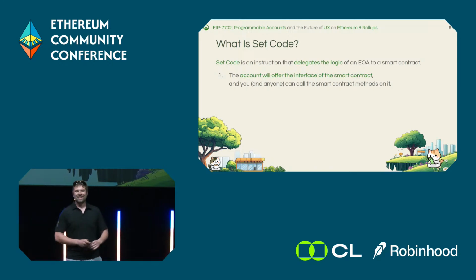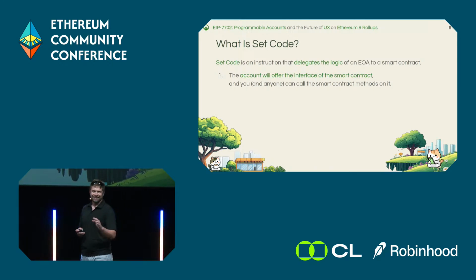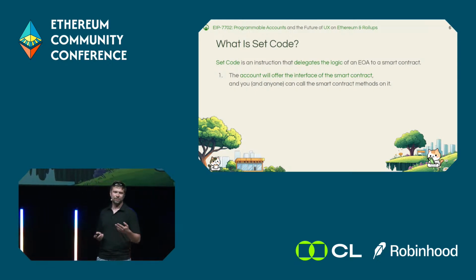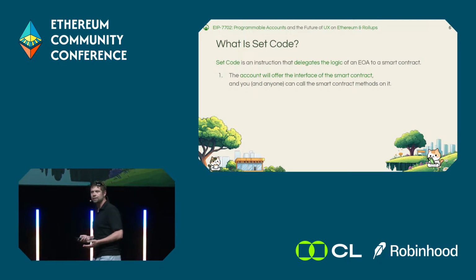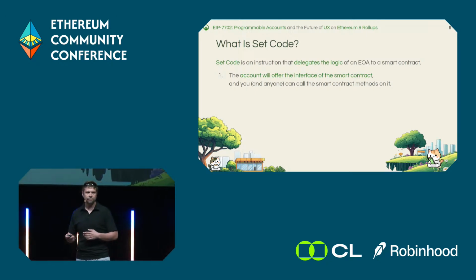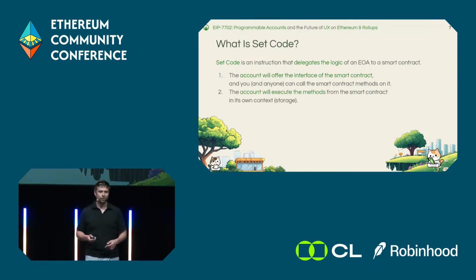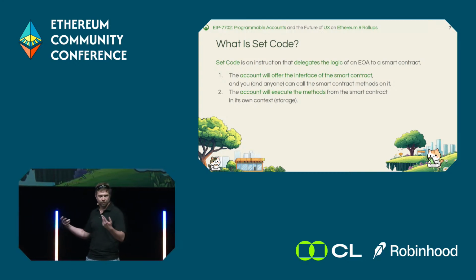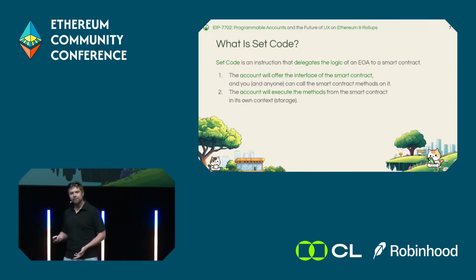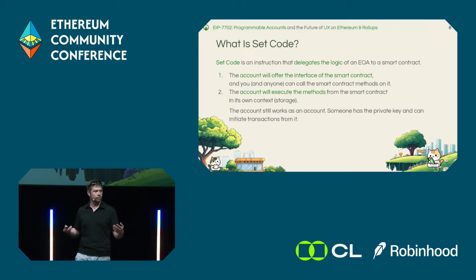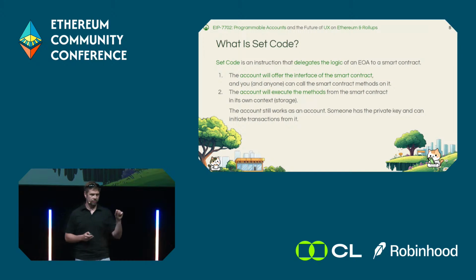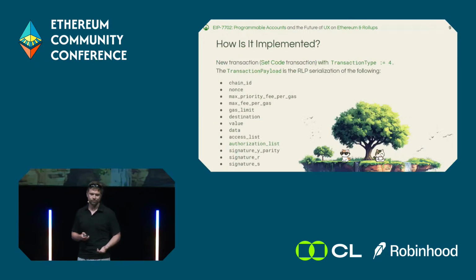What is set code? Set code is an instruction that delegates the logic of the externally owned account to a smart contract. So essentially, the externally owned account will then start offering the interface of the smart contract, and you will be able to call the methods that that smart contract offers. And the deal is that the account will be executing those methods in the context of its own storage. Okay? But it will still be a regular account, so somebody, namely you, will hold the private key, so if you want to initiate a transaction directly from that account, you can actually do so.